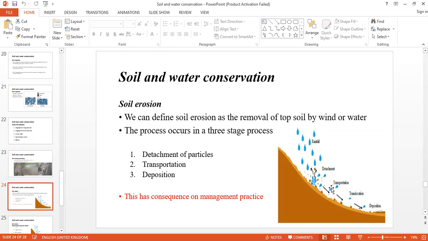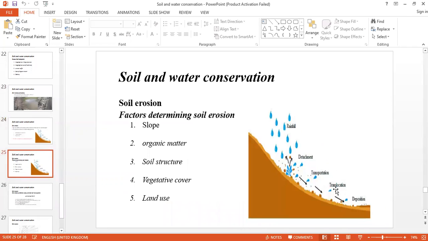But also, we can control it during the transporting stage, where we can grow grass here, so that the soil particles are not able to move. So it will have a consequence on what measures we're going to use. Like we discussed in the previous course, erosion has factors that affect it, like the slope.